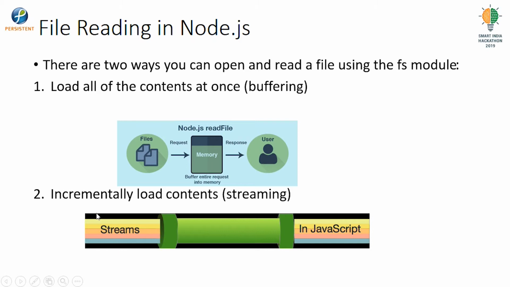But in streaming, data is read in chunks, and that is why we call it streaming. It's like a stream of data, a free flow of bytes. You can imagine it like a pipeline with bytes flowing. So we have a source and a destination, with data being sent from one source to another destination.